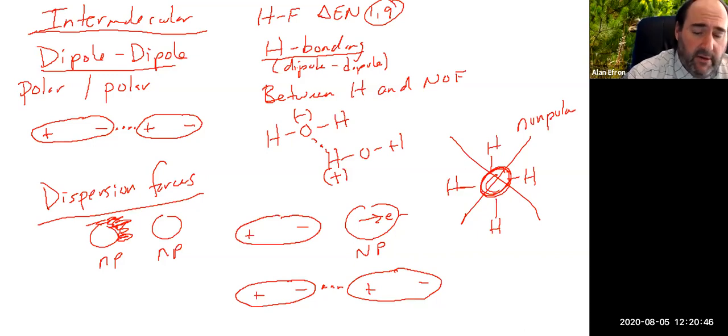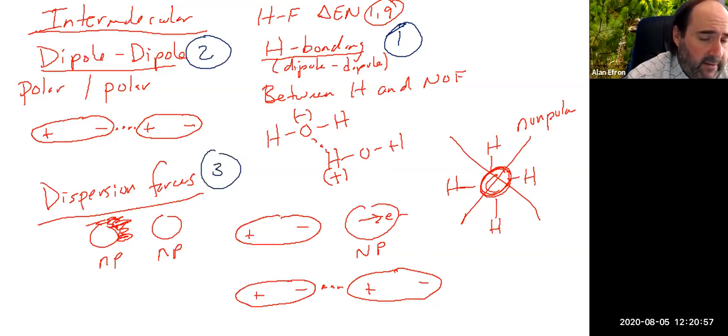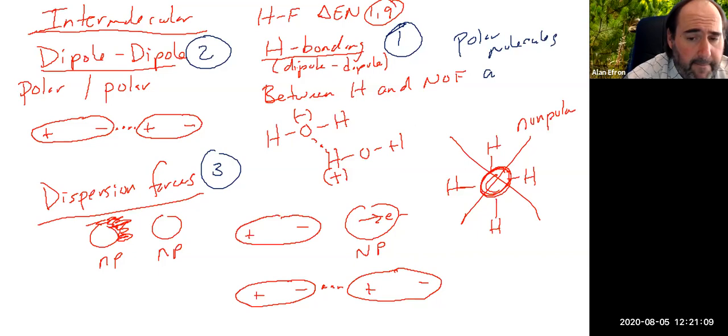So in terms of strength, out of all three of these, hydrogen bonding is the strongest, followed by dipole, and the weakest of the three is dispersion forces. Mainly, hydrogen bonding is used for polar molecules that have the ability to hydrogen bond.